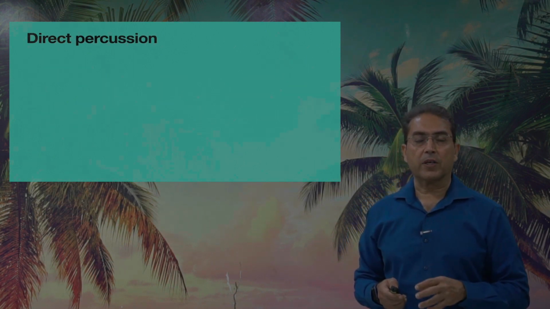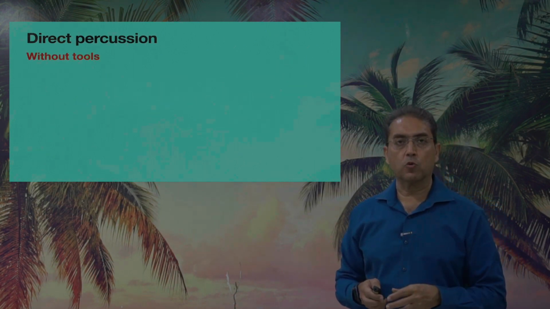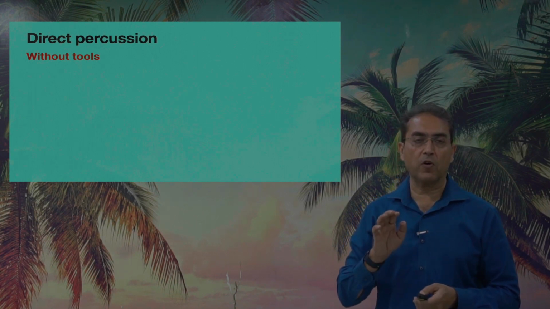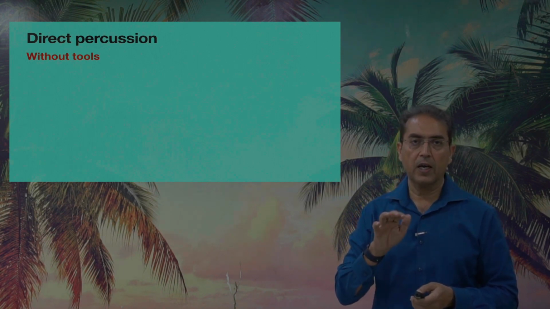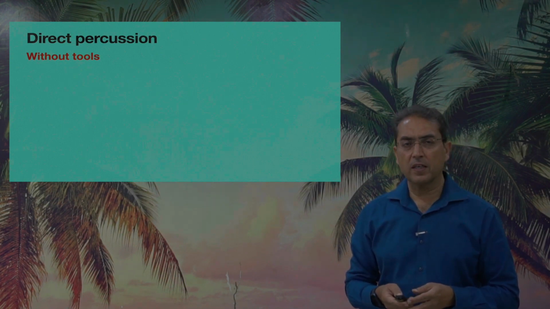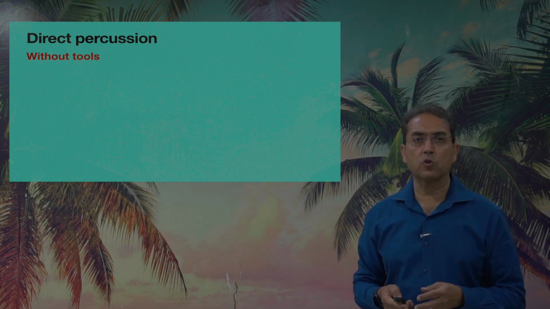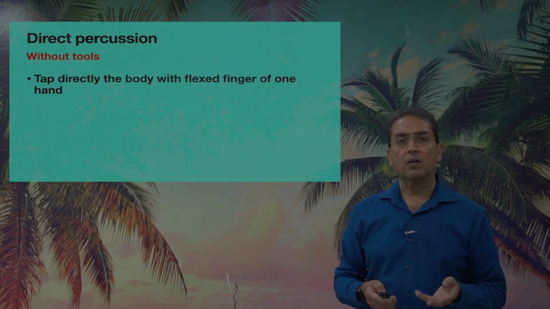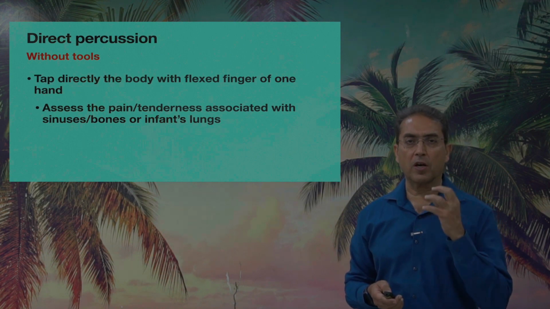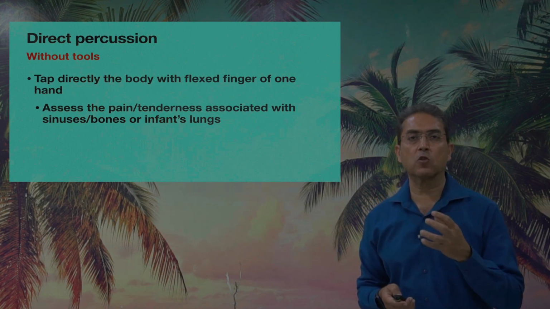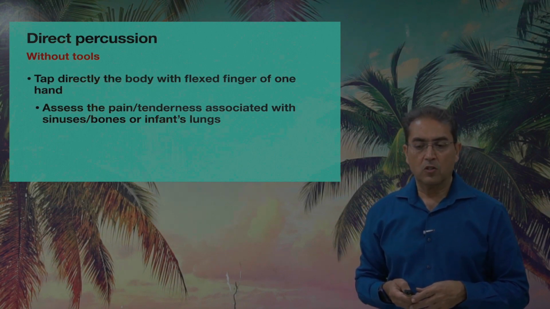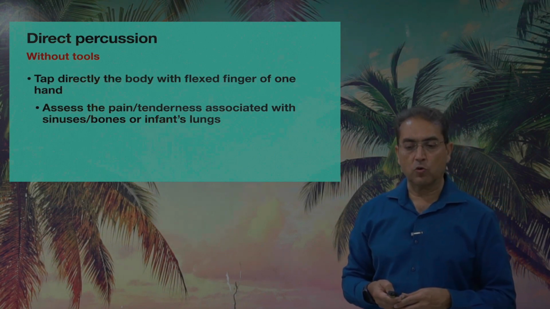And then we've got direct percussion. Direct percussion can be without tool. Without tool is that we do not use any instrument, but we use only one hand and percuss with one hand. And then we record our findings. This direct percussion is sometimes used to check the tenderness in the bone or the sinuses, and sometimes this is also used in infants to assess the lungs. So we can use this without tool.